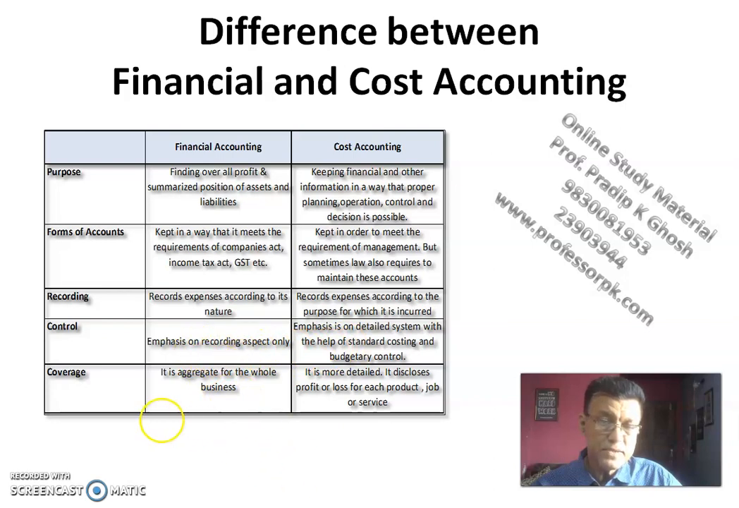The coverage of financial accounting is aggregate for the whole business, whereas cost accounting is more detailed. It discloses profit or loss for each product, job or service.